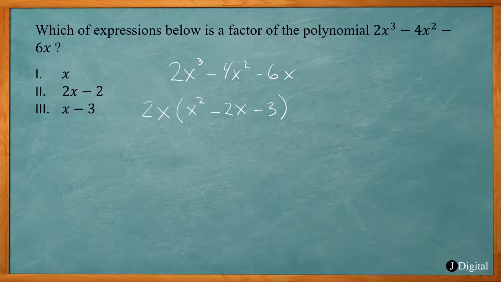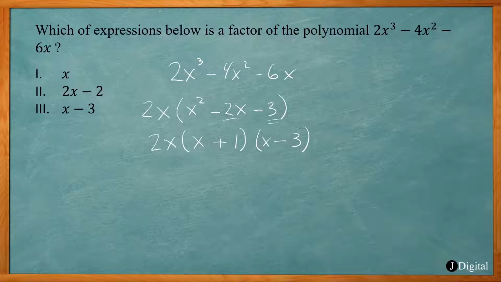And now I can factor this. I need two numbers that multiply to give me negative 3 and add up to negative 2. So I'll get my x's. This is going to be 1 and 3. It has to be negative 3 plus 1 to give me negative 2. And then 1 times negative 3 gives me the negative 3 there. So I have 2x times x plus 1 times x minus 3.